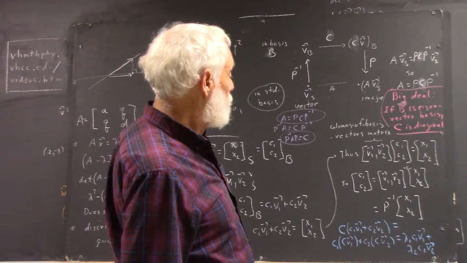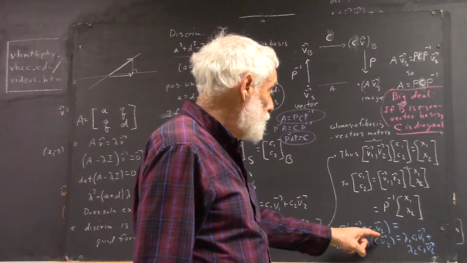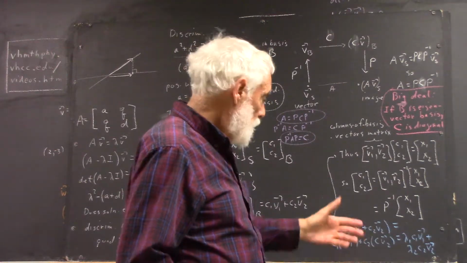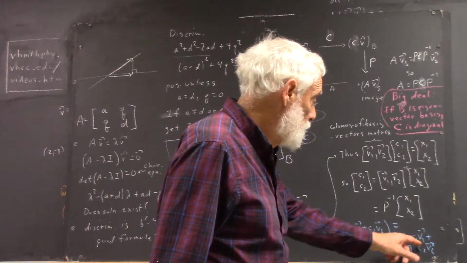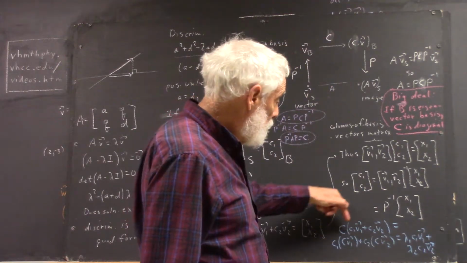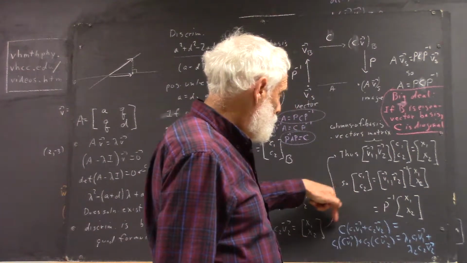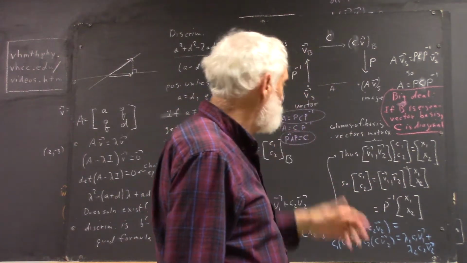This is a big deal for a couple of reasons. One, C times C1 V1 plus C2 V2, where V1 and V2 are your eigenvectors, is clearly going to be lambda 1 times C1 V1 plus lambda 2 times C2 V2, because C matrix times V1 is lambda V1, and C times your V2 vector is lambda times your V2 vector.